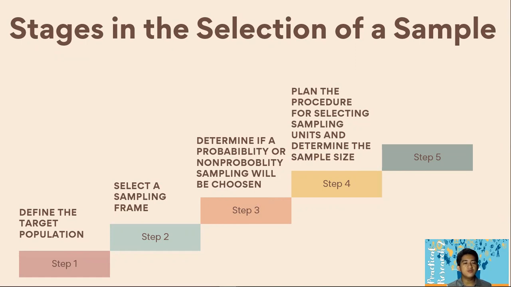The next discussions will proceed by discussing how we are able to distinguish the different sampling methods and how we calculate the sample size. And the last step is that we select actual sampling units and we conduct our fieldwork or our research procedure.